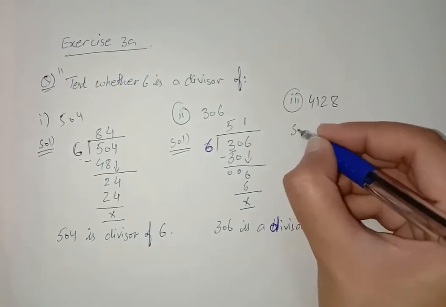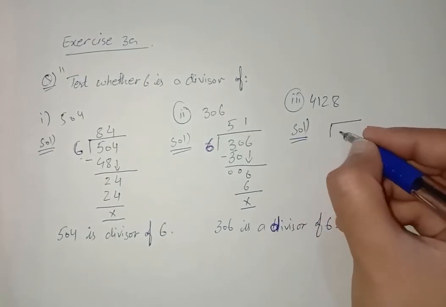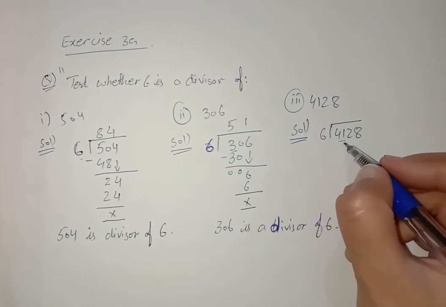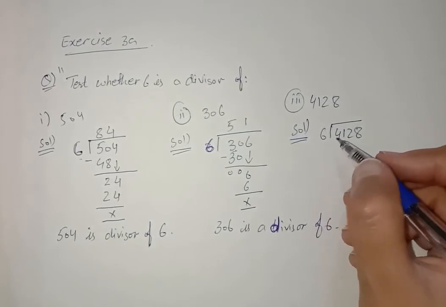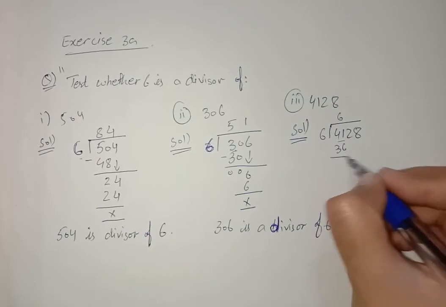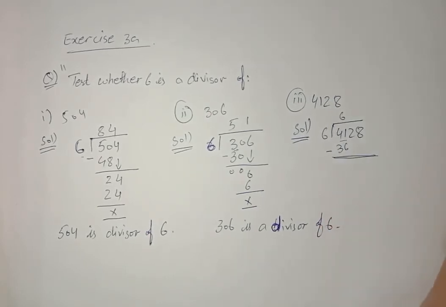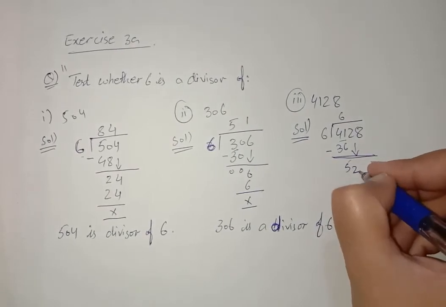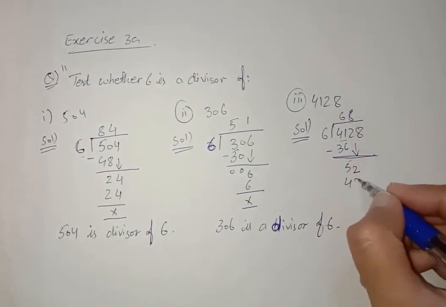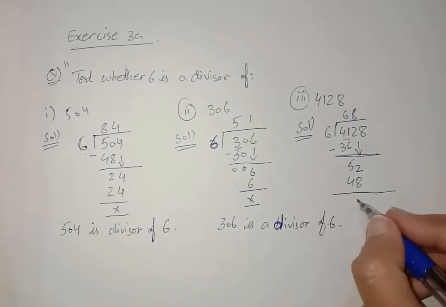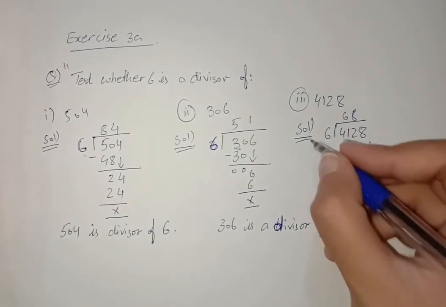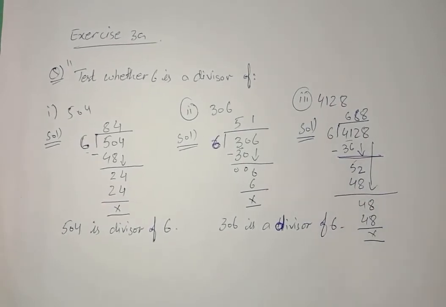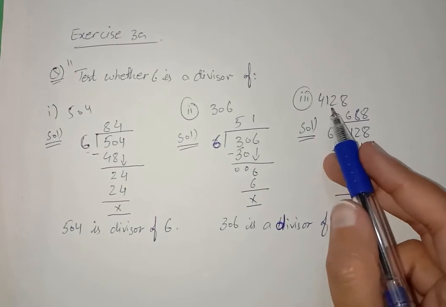Now move towards question number 3, which is 4128. We also have to divide this number by 6. Does 41 come in the table of 6? No. 6 6s are 36. 5 and 2. 6 8s are 48. So 6 is a divisor of 4128.